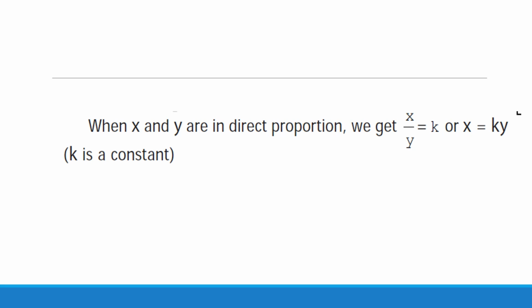For direct proportion, we use one formula. When one quantity is x and the other quantity is y, that is, when x and y are in direct proportion, we get x by y equal to k. k is a constant. Otherwise, we write it as x equal to ky. Okay.